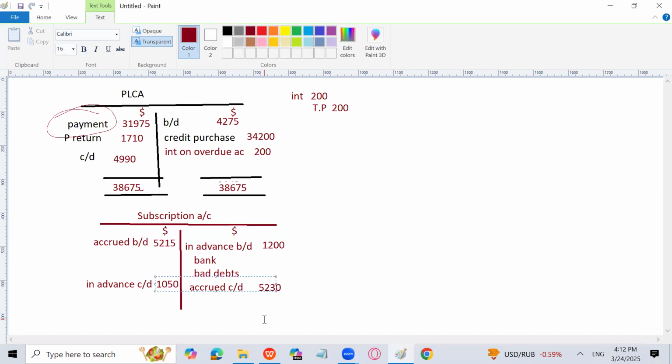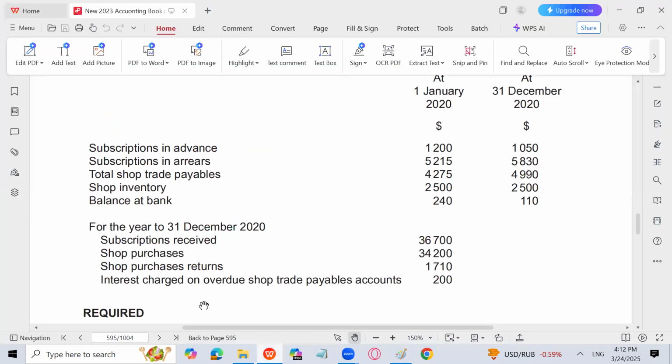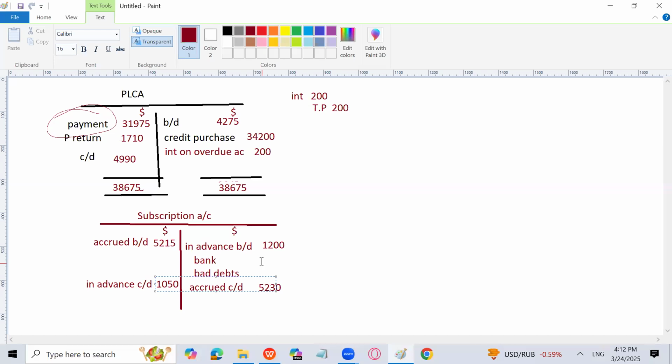105. Now I will write the bank figure. The amount received for the subscription is 36700. इधर आ जाएगा जी. 36700. Bad debt is not given in the question.